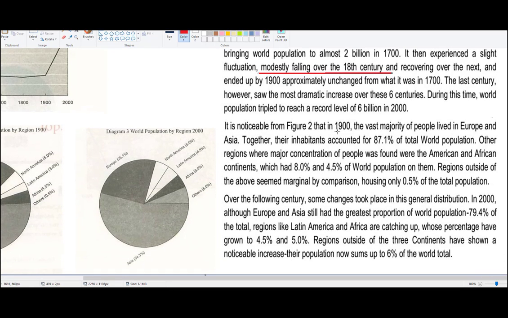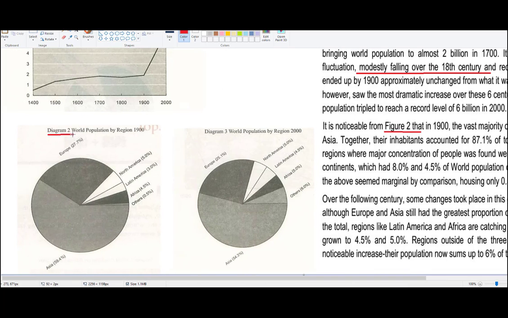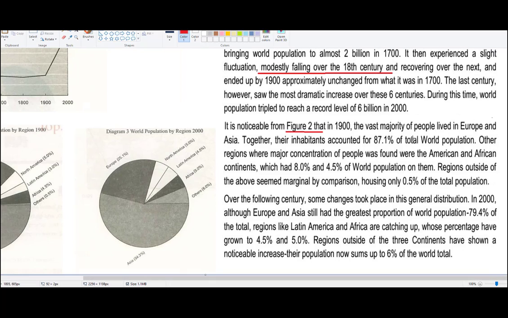Okay, let's look at this. It's noticeable from figure 2. Why not call it a pie chart? Why is it figure 2? Well, actually, here it's called diagram. Some interesting word choices. The vast majority of people live in Europe and Asia together. Their inhabitants accounted for blah, blah, blah. Other regions.